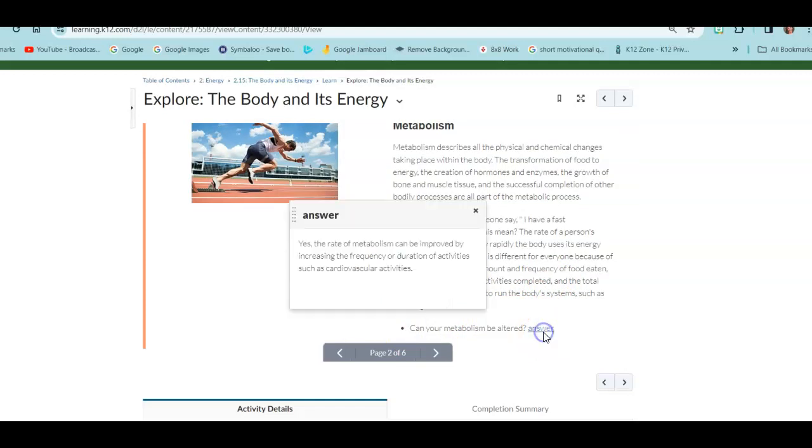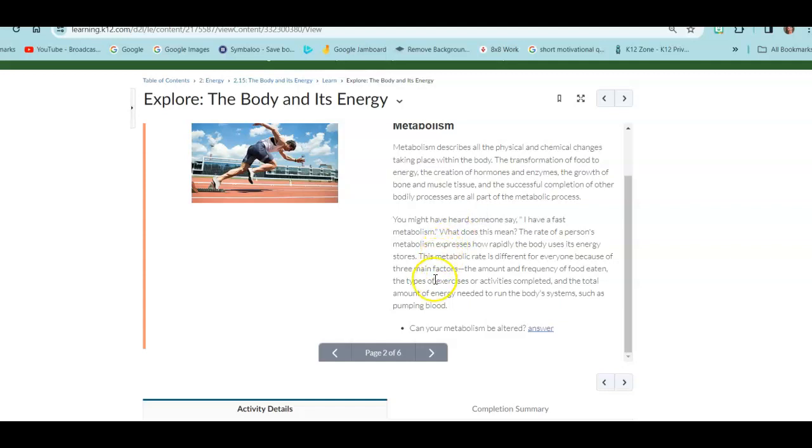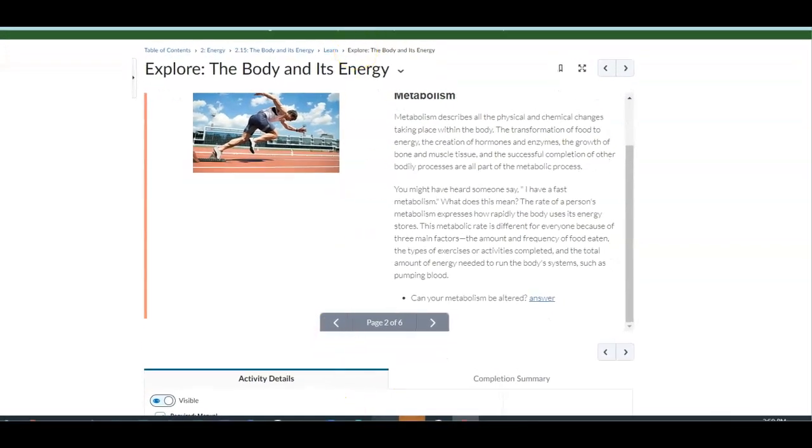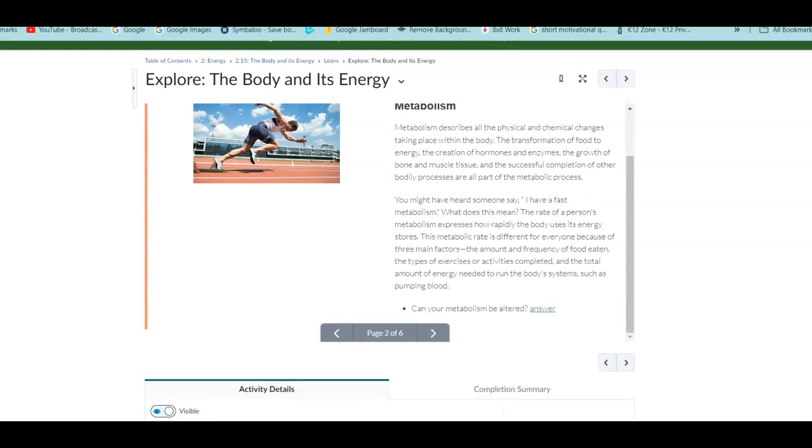Can your metabolism be altered? And yes, the rate of metabolism can be improved by increasing the frequency or duration of activities such as cardiovascular activities. So if you are one that sits a lot during the day, you don't get up and move around or try to get some exercise in during the day, then your body doesn't require much energy, and so your metabolism would be very slow.